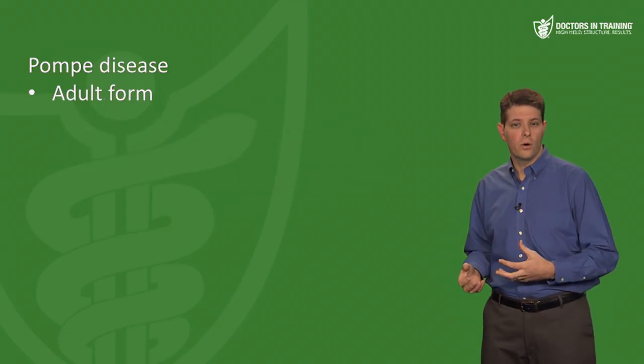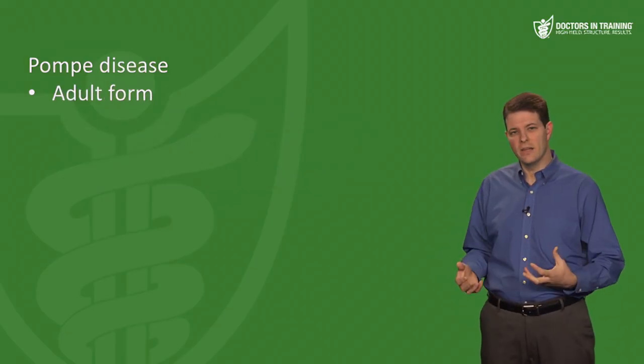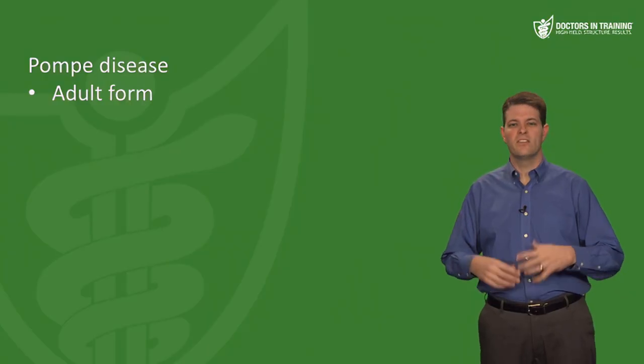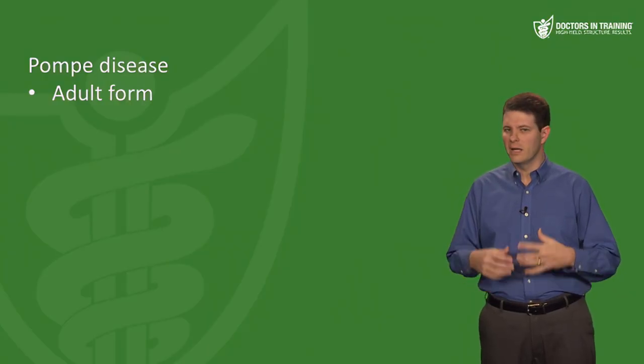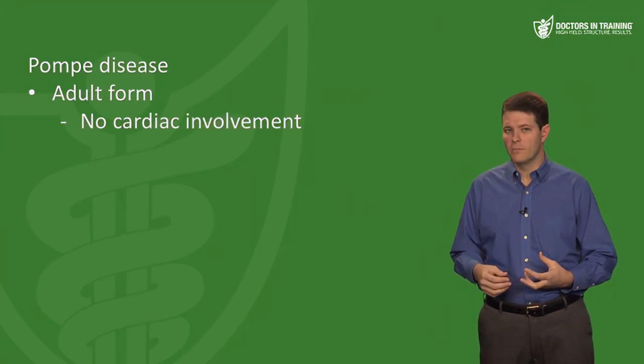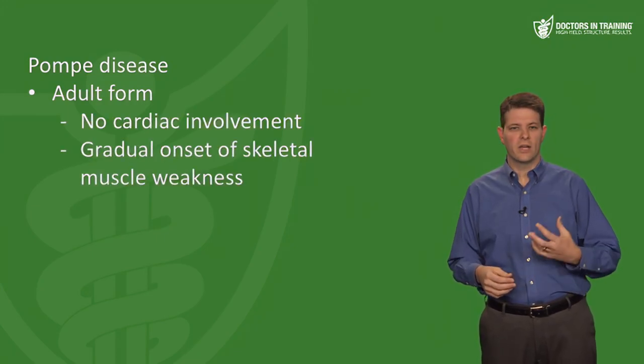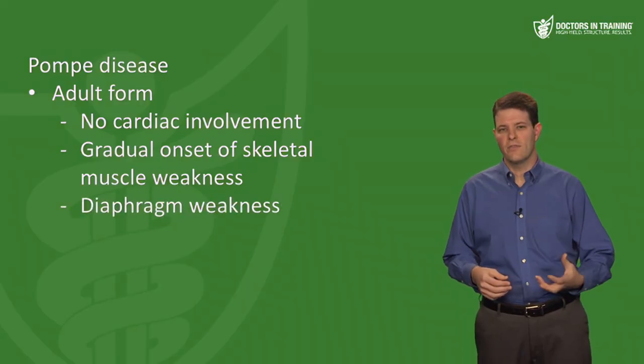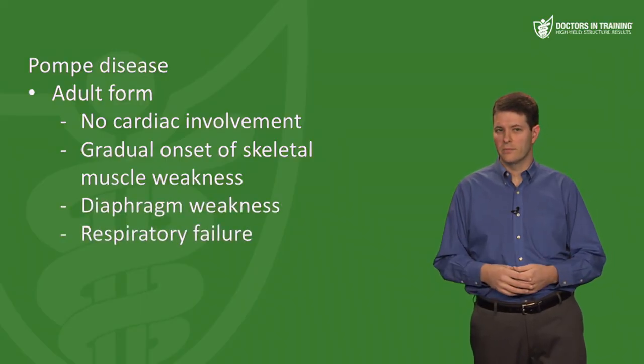Then the adult form of Pompe disease, or late onset Pompe disease, occurs when you have some lysosomal enzyme activity, but less than normal. So these patients generally have no cardiac involvement. They get gradual onset of skeletal muscle weakness, as well as diaphragm weakness and respiratory failure.